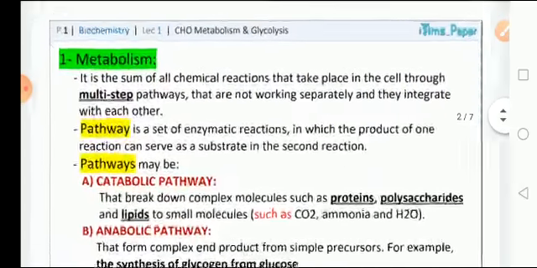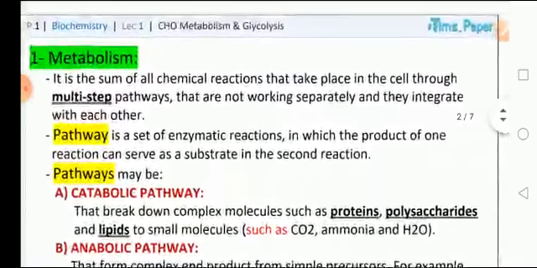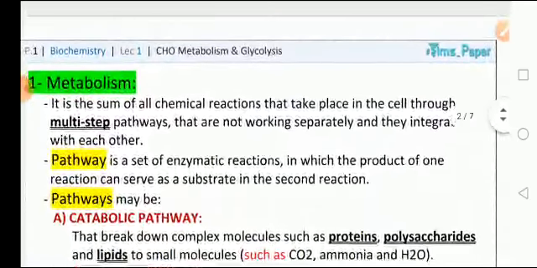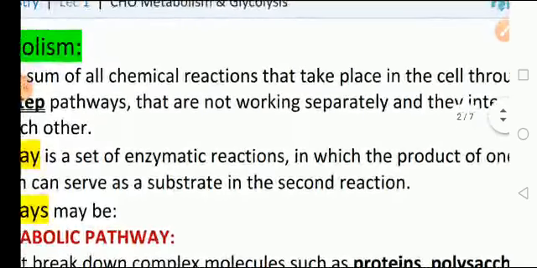First of all, you need to know what metabolism means. It is the sum of all chemical reactions that take place in the cell through multi-step pathways. Multi-step, for example, glycolysis, is made of 10 steps. They are not working separately, which means they are dependent on each other.